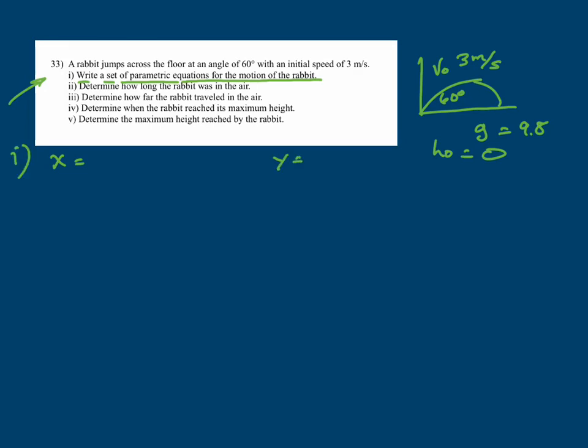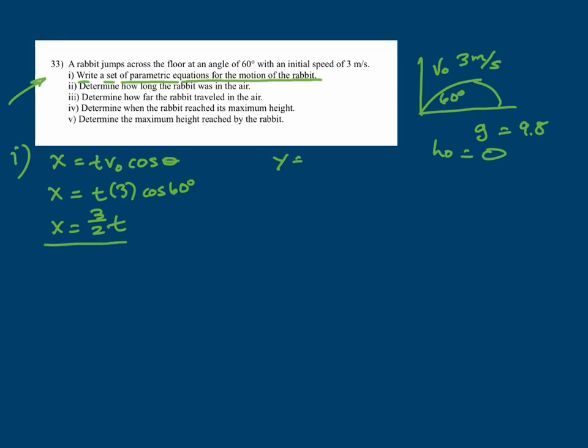So x, remember, is t v naught times cosine of theta. So if we're going to write it, we're going to put the numbers in. We don't know t, that doesn't matter, and then it's 3 and cosine of 60 degrees. Well, we know cosine of 60 degrees is a half, right? So this would be 3/2 t. So we have a formula for our horizontal distance.